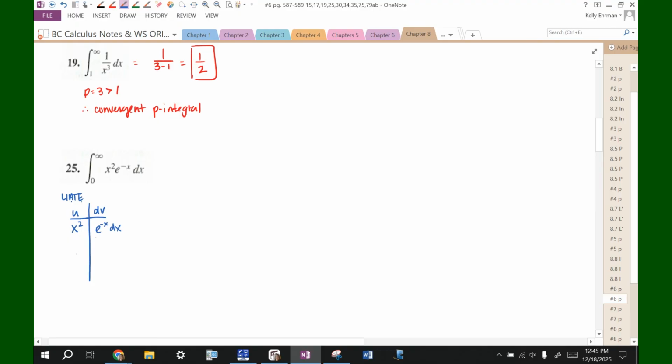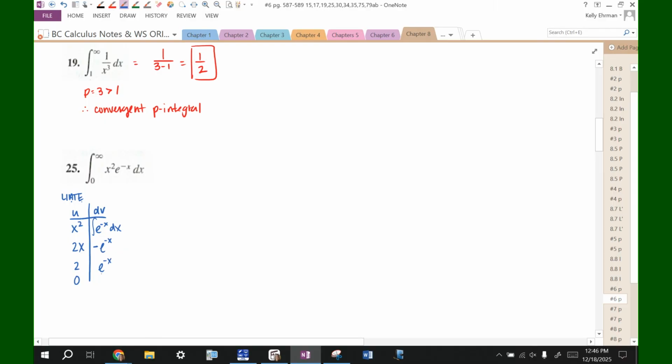So remember, the way that this works, we take derivatives of u until we get to 0. We integrate e to the negative x dx. Now remember, there would be some u-substitution happening. So the integral of e to the u is e to the u. du would have been equal to negative dx. So there's going to be a negative. Sorry, negative e to the negative x. And then integrate that, and again, you're going to get another negative. So you're back to e to the negative x.